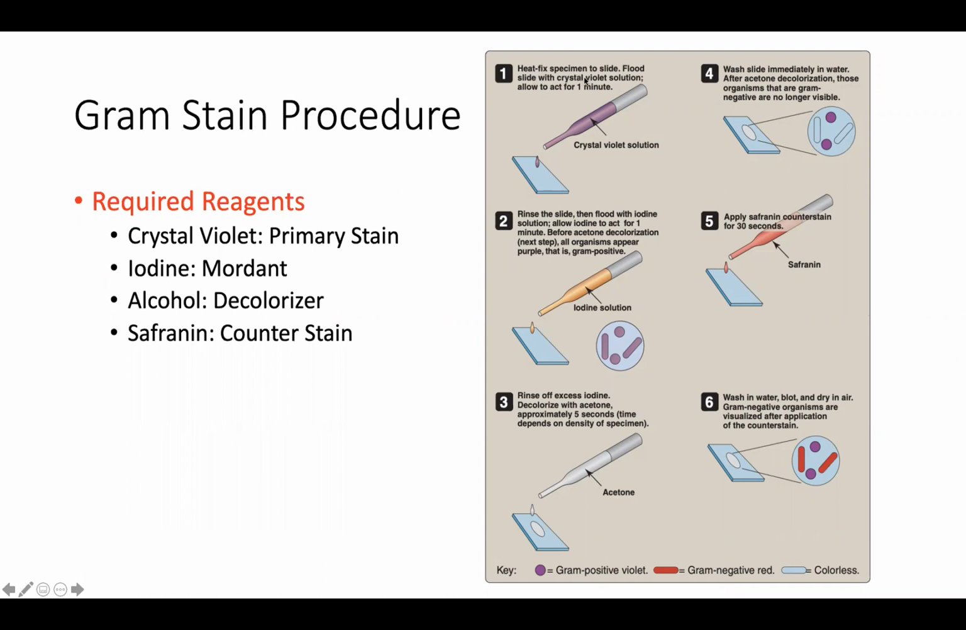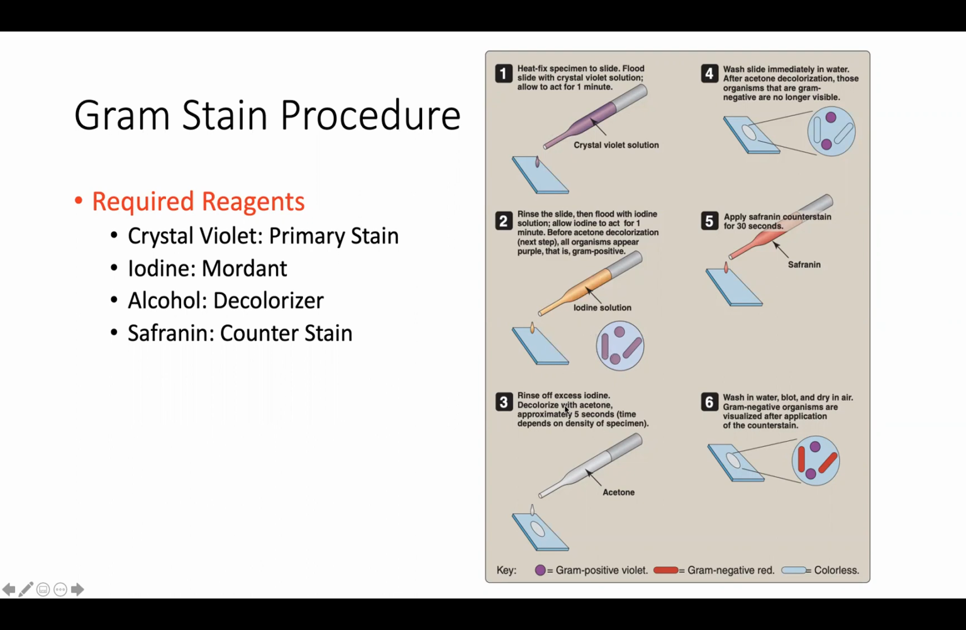heat fix the bacteria onto the slide. We're going to start our procedure by flooding the slide with this crystal violet solution. This crystal violet solution is going to appear a very dark violet purple. So you're going to flood your slide with crystal violet. You're going to rinse your slide a little bit with water, then you're going to add your iodine solution. Your iodine solution again is functioning as a mordant. It's trying to assist these bacteria cells with taking up that crystal violet dye.